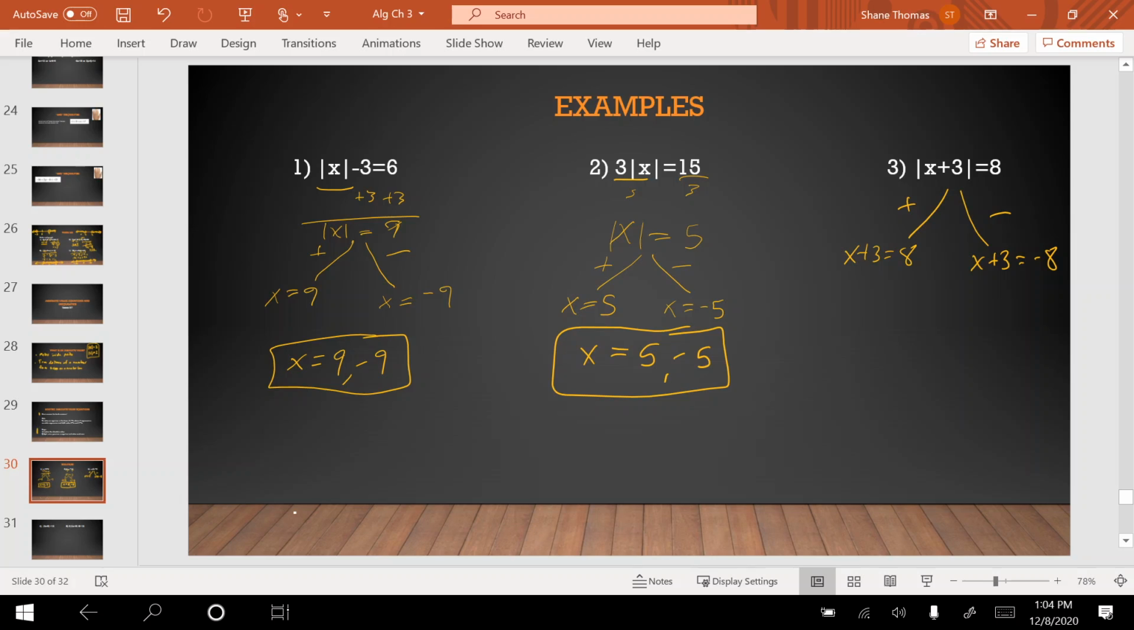All right, so from there, solve them both individually. So this one here, I have to subtract a 3. So I have x equals, it's 8 minus 3? 5. All right, then the second one, I subtract a 3. So now I have x equals, what's negative 8 and negative 3? There we go, negative 11. So x equals 5 and negative 11. So there's my two answers, and they are not the same, are they?